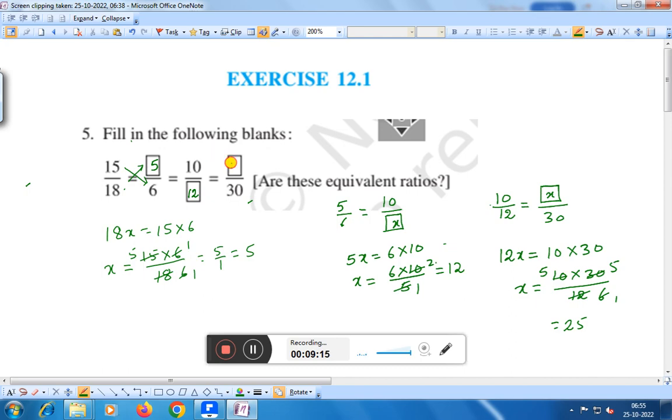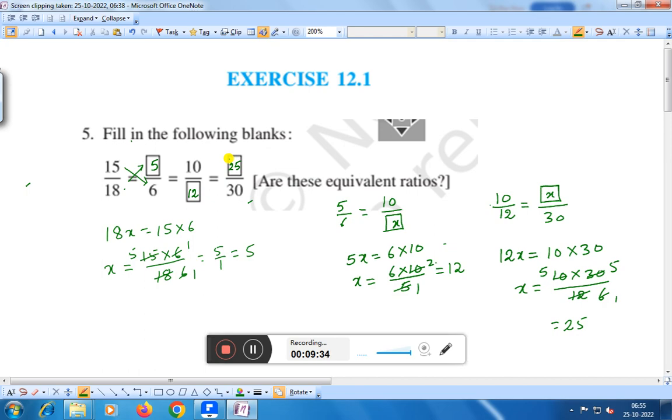In this way, you can also solve the problem. There are two methods to solve this problem. And what is the question? Are all these equivalent fractions equivalent ratios? Since there is an equal sign in all the ratios, all the ratios are the same. Therefore, you can say that they are all equivalent ratios.